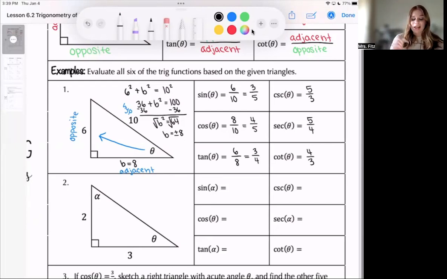All right, so hopefully you've had a chance to go ahead and do that. It looks like number 2, the hypotenuse is missing, so we want to solve for that first. We have 2 squared plus 3 squared equals our hypotenuse, c squared.